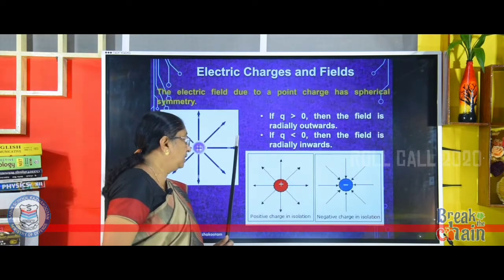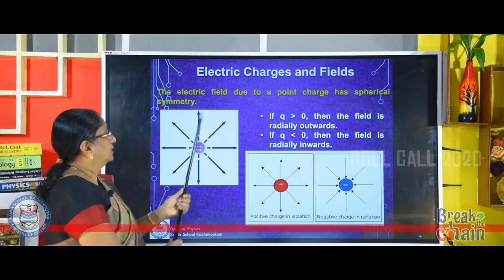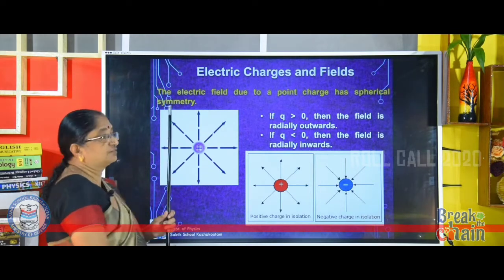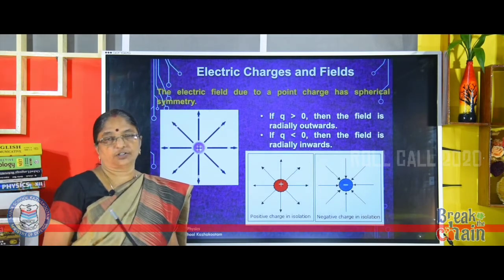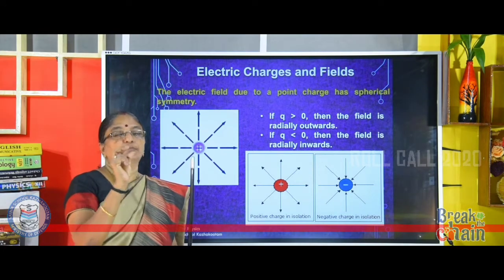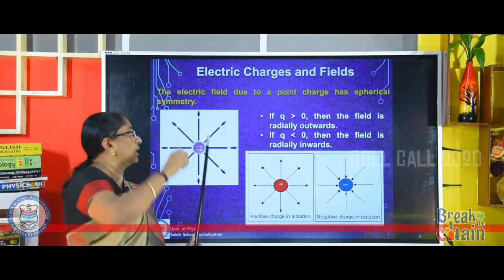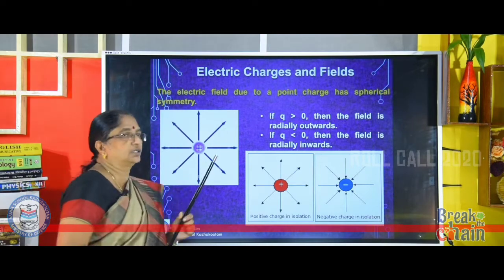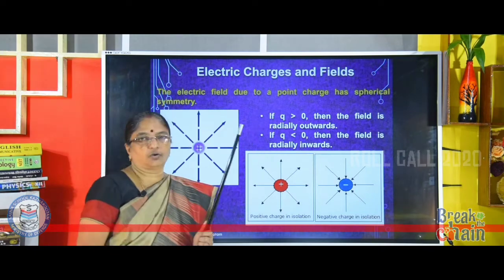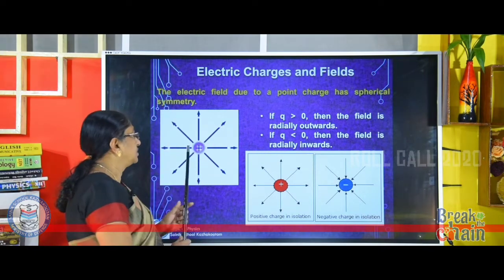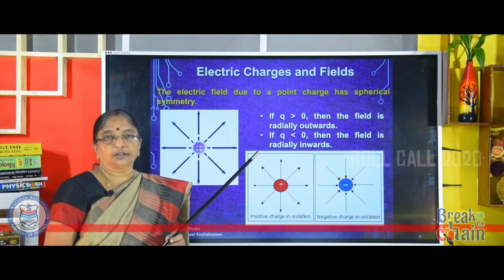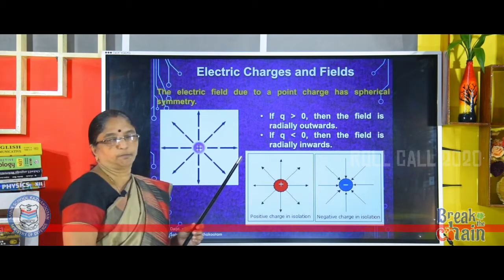Now, we can get the pattern of electric lines of force. You see, electric field due to a point charge is spherical symmetry. What does it mean? If you are keeping a point charge in space, surrounding the charge in three-dimensional space, there is field. And if Q is greater than 0, means that if it is a positive charge, then the field is radially outward. That means along the radius and outward.